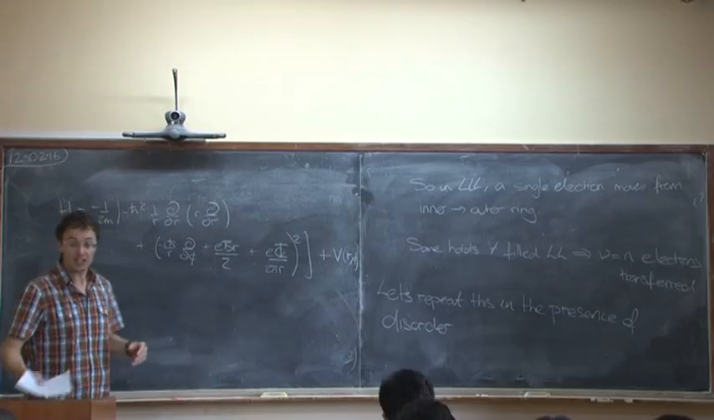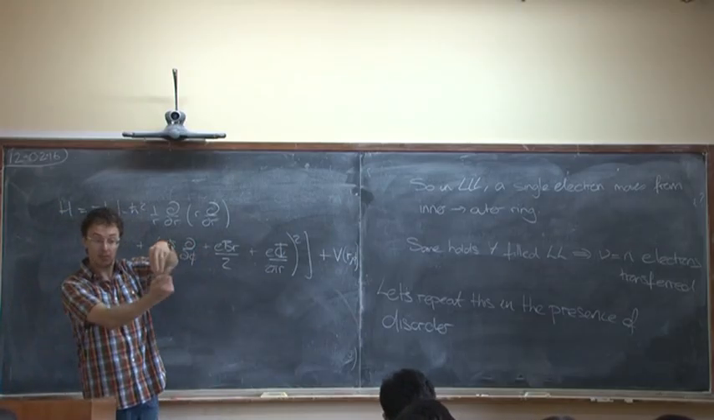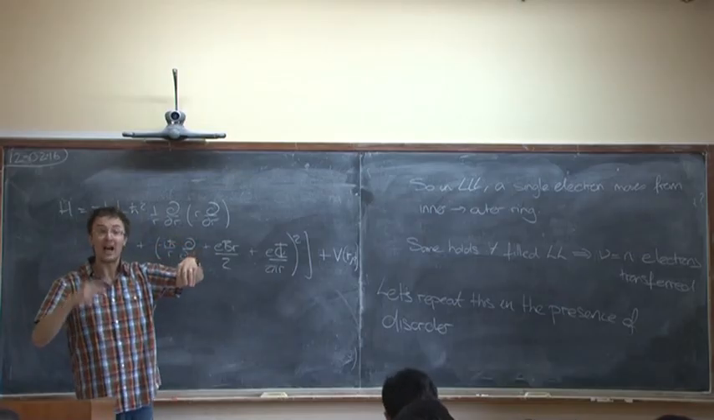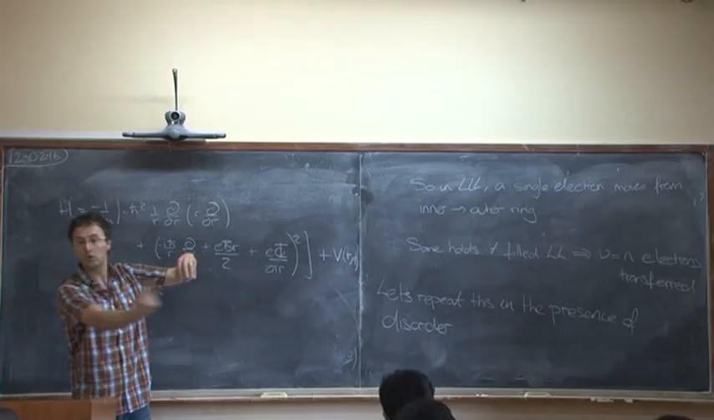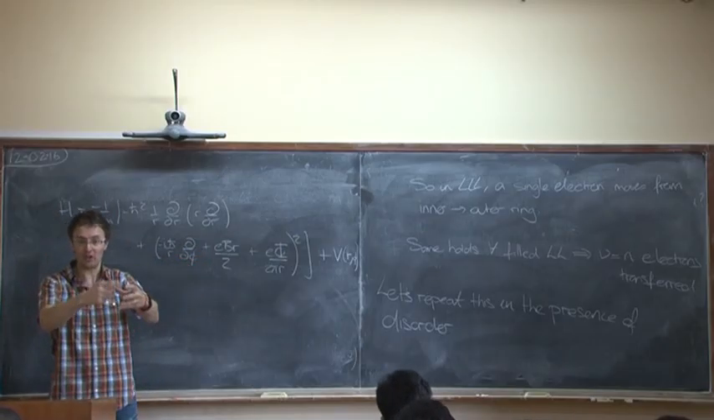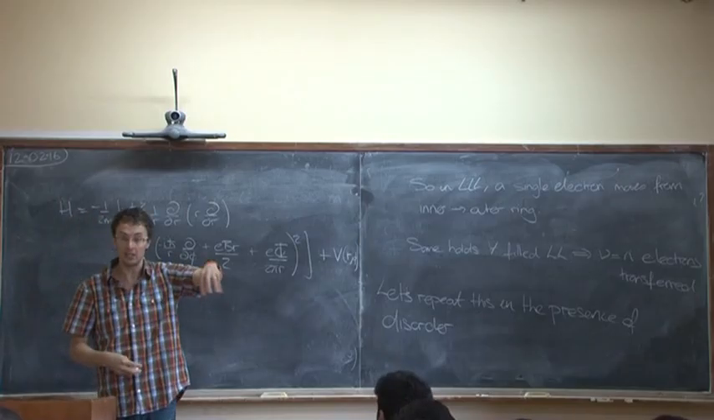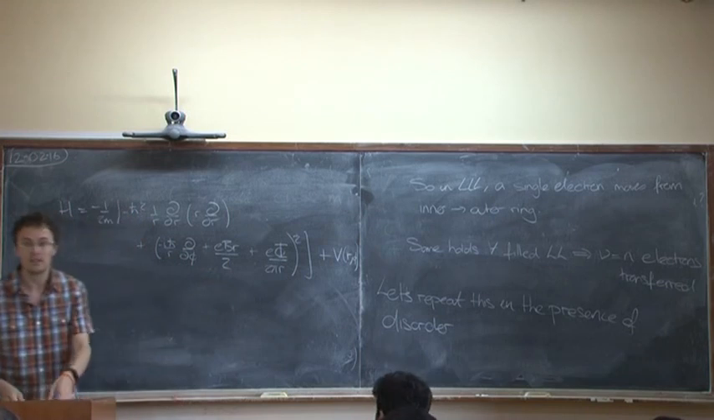Okay, so what happens? The states split into two types. There are the localized states, which sit in some region of this ring. And there are the extended states, which in this geometry are the states which go all the way around the ring. Okay, so the extended states encircle this flux, which is in the middle. The localized states don't. The localized states just sit aside. Sorry, David, I was spacing out.